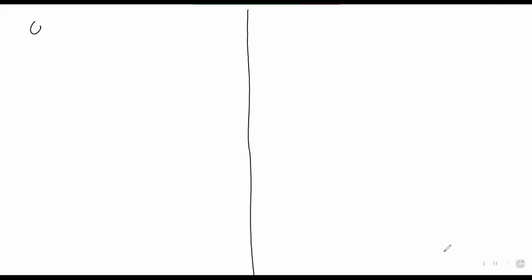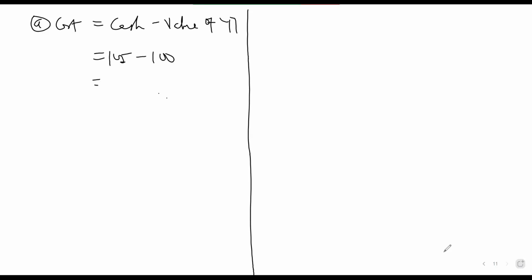So the cost of the transaction is calculated as the cash payment minus the value of the company that they are buying, which is YY. So we are paying 105 for 100. So the cost is 5 million. Okay, that's how we calculate the cost.